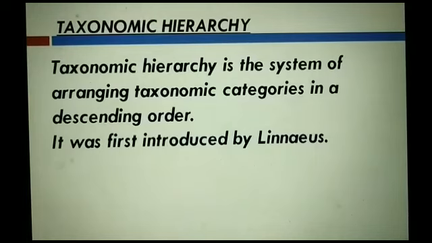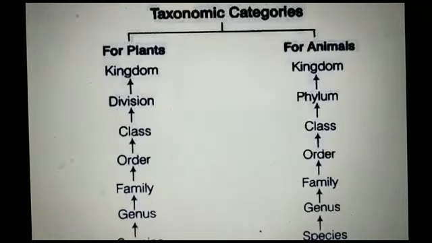In my previous video we discussed taxonomic hierarchy. That taxonomic hierarchy is a system of arranging taxonomic categories in a descending order. And what are these taxonomic categories? It is kingdom, phylum, class, order, family, genus and species. These are 7 common taxonomic categories. That means kingdom is one category, phylum is another category, the next one is class and so on. And the maximum similarity is in the lowest taxonomic category, which is species.